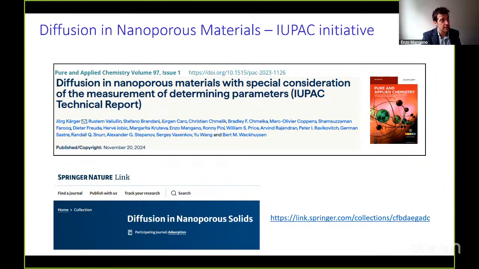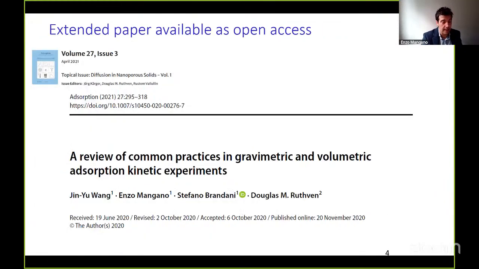One of the papers included in that topical issue is also one of the papers I will discuss in my presentation, which I consider to be the backbone of my presentation. It's the review on common practices in gravimetric and volumetric techniques that we published in 2020.